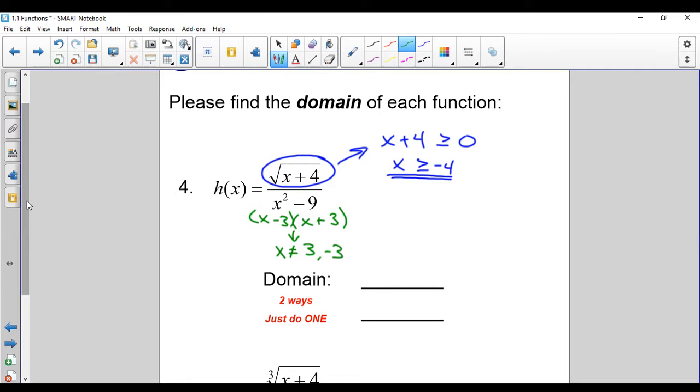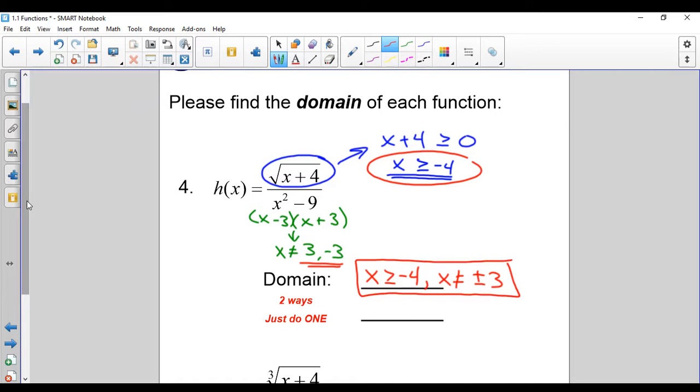Now, we have to look at those two restrictions combined. This first one covers more ground. We need to look at our restrictions on the bottom and see if they fall within that window. Are 3 and -3 greater than -4? Yes, they are. So what we have to do is combine those two together. x can be greater than or equal to -4, but x cannot be plus or minus 3. That's the easiest way to write that one. We can get pretty detailed with anything else. I would just write it like that.